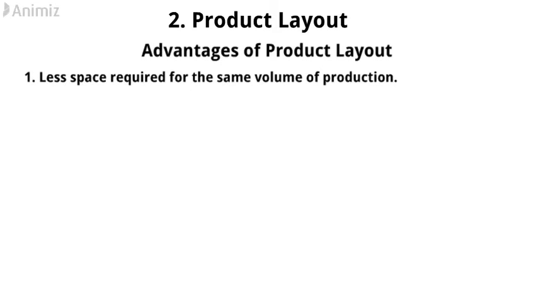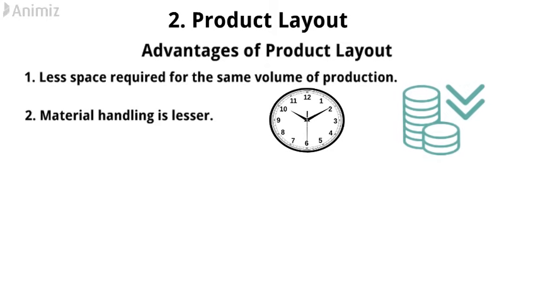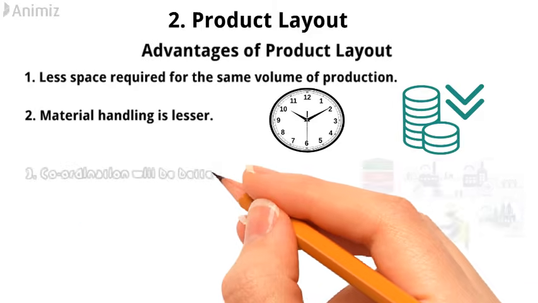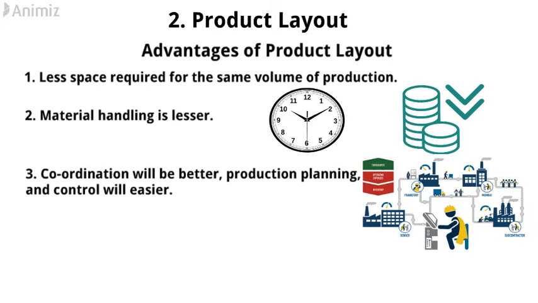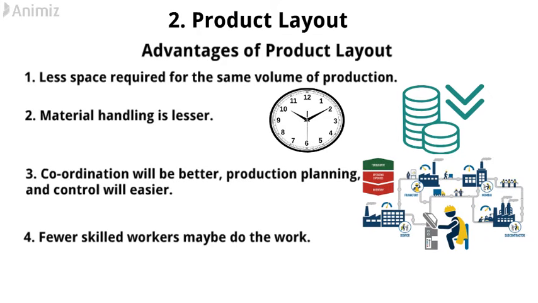Advantages of product layout. 1. Less space required for the same volume of production. 2. Material handling is lesser, which reduces time and cost. 3. Coordination will be better, production planning and control will easier. 4. Fewer skilled workers may do the work.